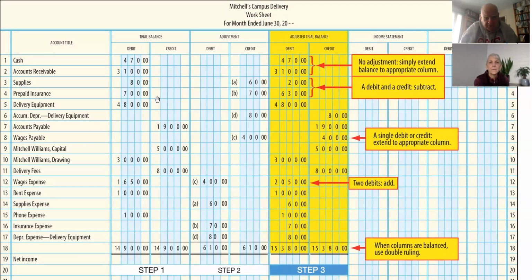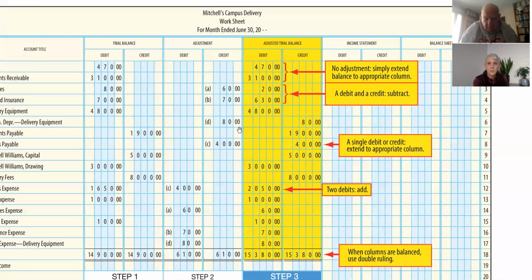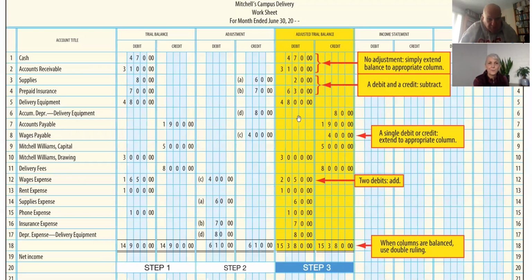Prepaid insurance was 700. We chewed up 70 worth of the asset, leaving 630. Accumulated depreciation, we had none because we bought this machine this month. This was the first month. We bought a machine for 4,800, and we're depreciating it at the rate of $80 a month. The original cost of the equipment is never going to change. What's going to change is the net book value, the marriage between the contra and the father asset, I guess we'll call it.